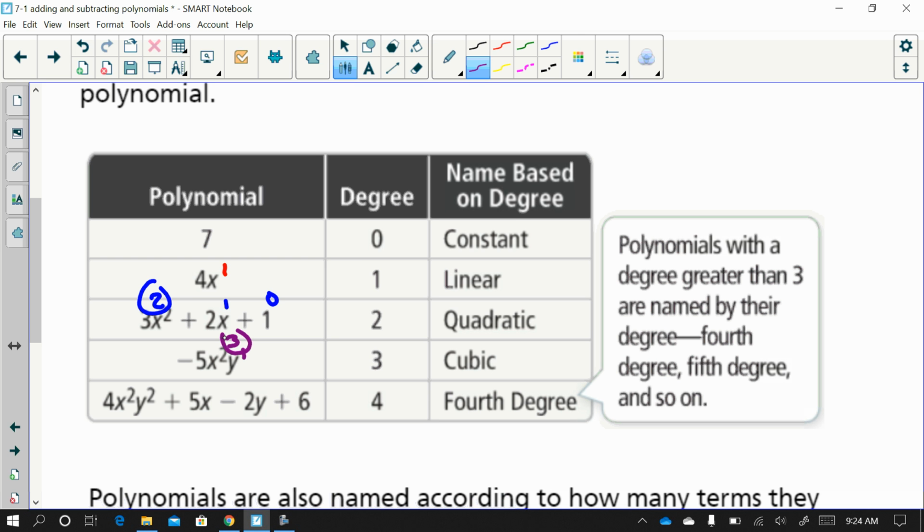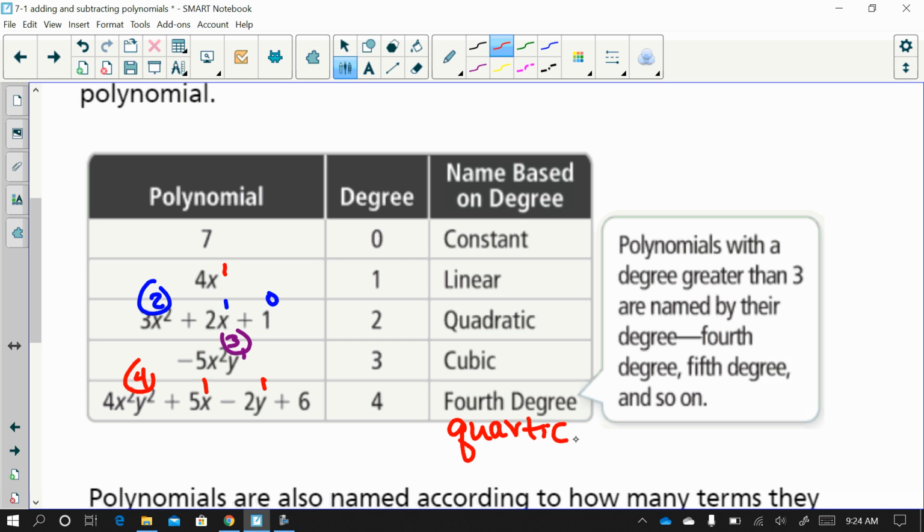Okay, the next example, 4x squared y squared plus 5x minus 2y plus 6. Lots of terms there, but again, we're just counting them up. We have 2 plus 2 gives me 4. Here's 1, here's 1. The biggest is 4, so it has a degree of 4. This book calls it a 4th degree. Some books will call that a quartic, sometimes, but this book calls it 4th degree.